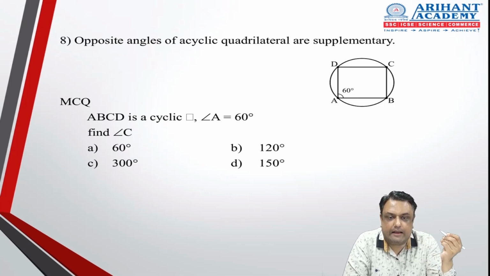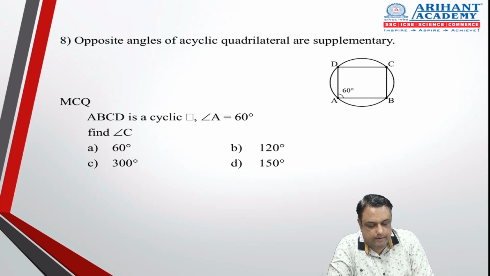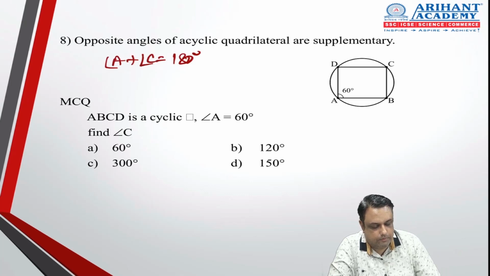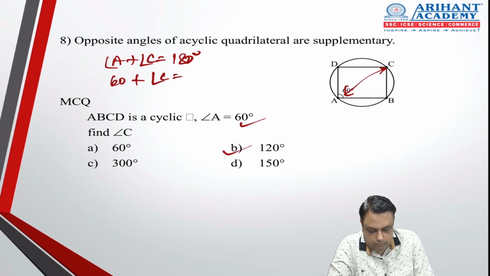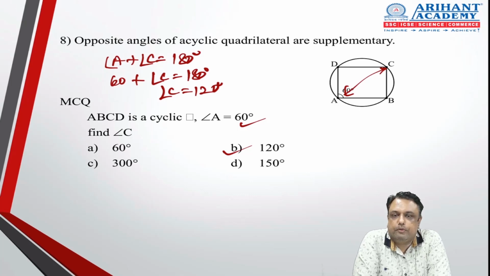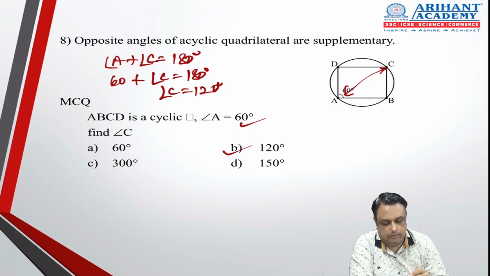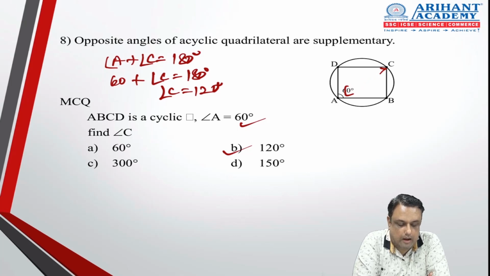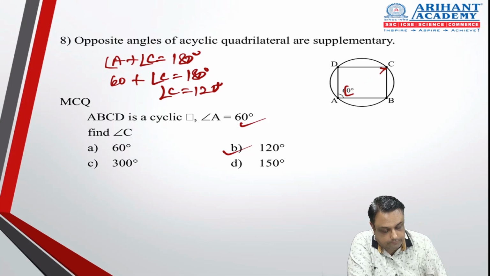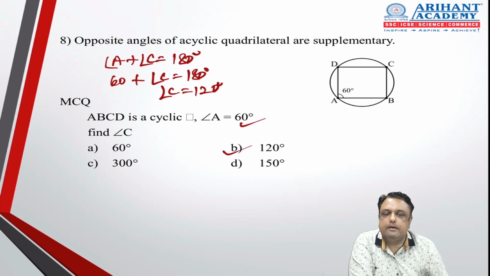So when I say opposite angles are supplementary, I can say angle A plus angle C is 180 degrees because they are opposite angles. So A is 60, so B will be 120. So angle C will be 120 degrees. Opposite angles of a cyclic quadrilateral are supplementary. Correct? So opposite angles are supplementary. And everyone knows what is supplementary, 180 degrees. Done? A very, very easy concept.